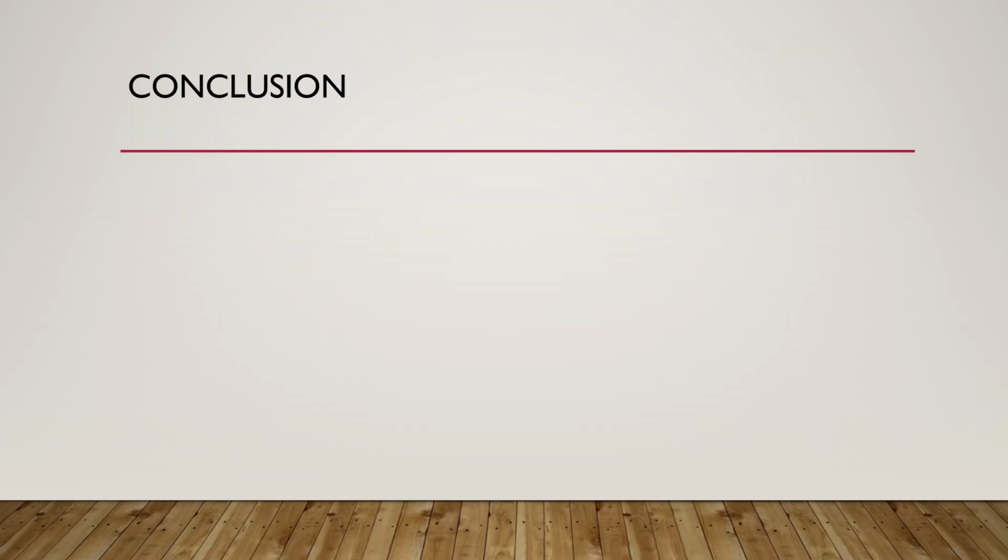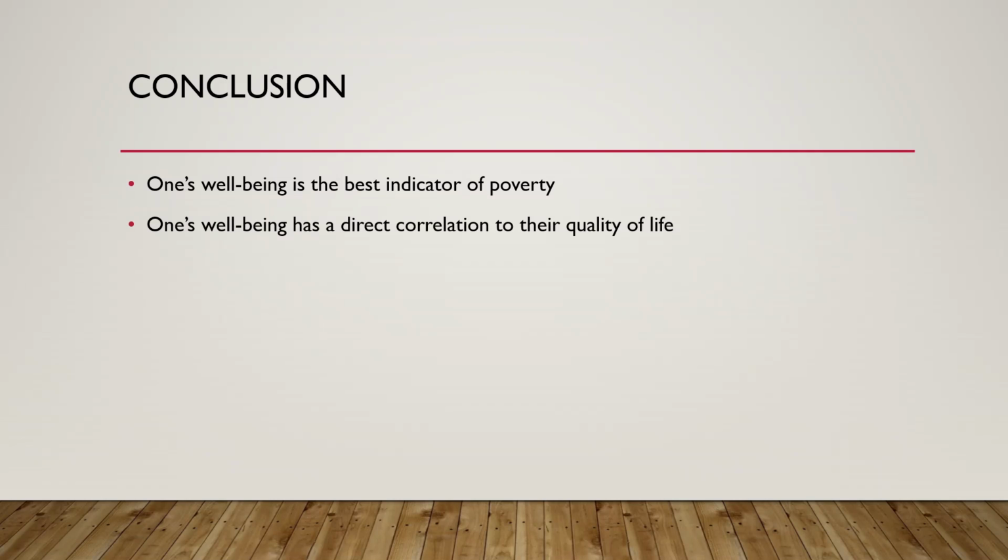Regardless of how one's well-being is defined or enhanced, we believe that one's well-being is the best indicator of poverty. The measurement of one's well-being has a direct correlation to one's quality of life, whereas a measurement of one's income and FCSU needs may or may not, depending on one's own definition of their well-being.